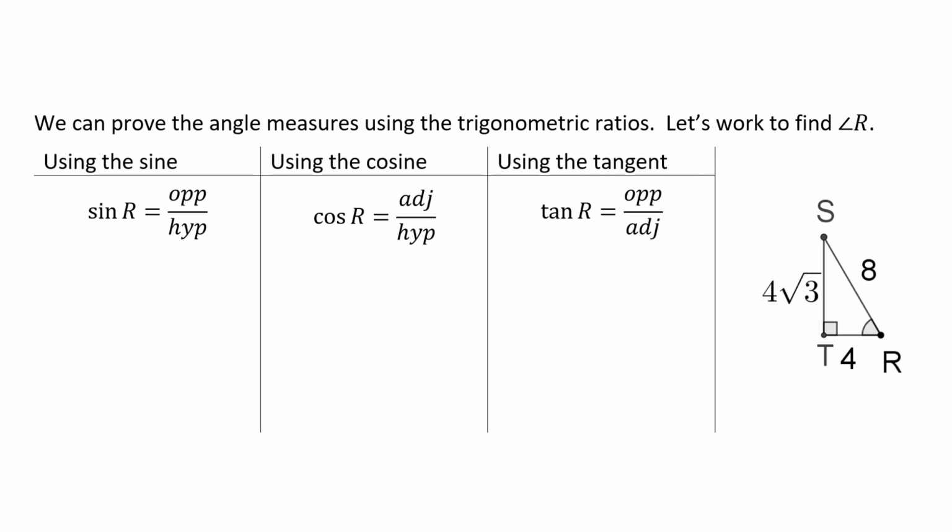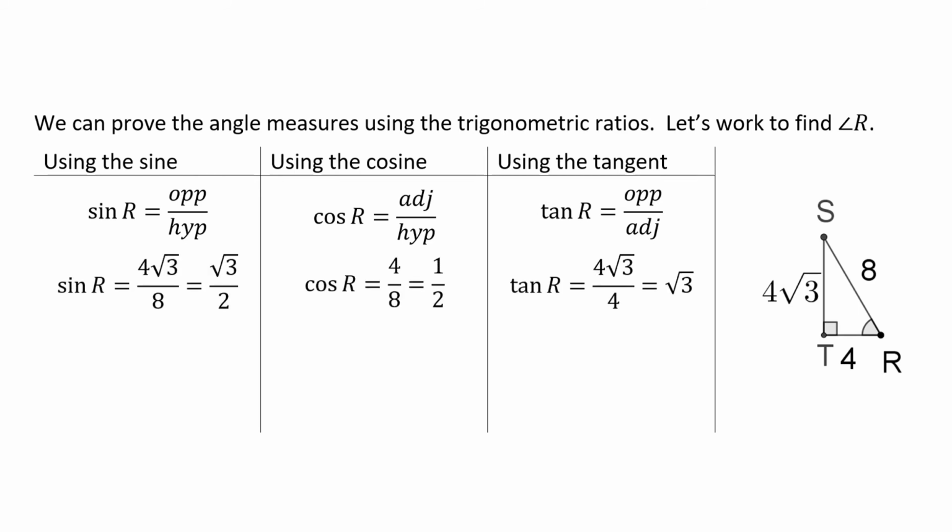If we plug in the values there, from R, the opposite side is the 4 radical 3, and the hypotenuse is 8. For the cosine, the adjacent side is 4, and the hypotenuse is still 8. And for the tangent, we get 4 radical 3 over 4. Notice all 3 of those ratios can reduce. So the 4 and the 8 can reduce to 1 and 2, so the sine of R is radical 3 over 2. The cosine of R can just be 1/2, and the tangent can just be radical 3. It's real nice that those things can simplify.